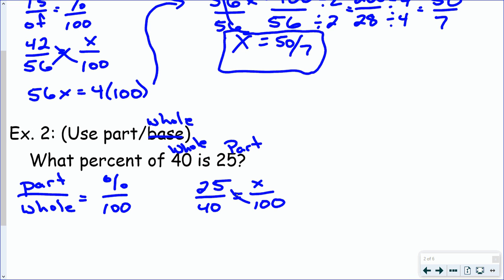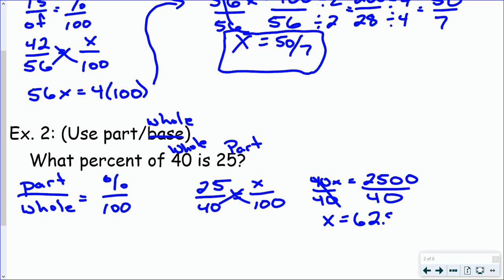So multiply: 40 times x equals 25 times 100. Divide both sides by 40. If we take 2,500 divided by 40, we get 62.5. This one I'm going to write as a decimal because it's a terminating decimal. If you get a terminating decimal, write it down. If not, leave it as an improper fraction.